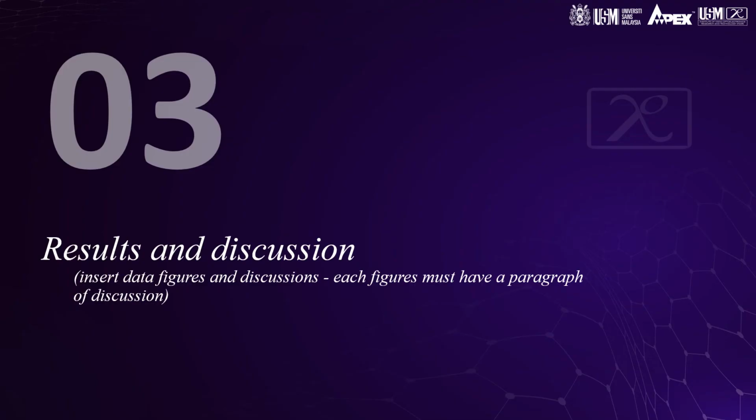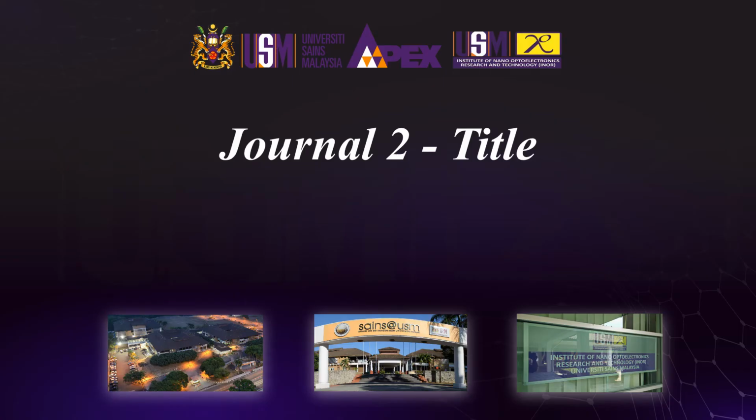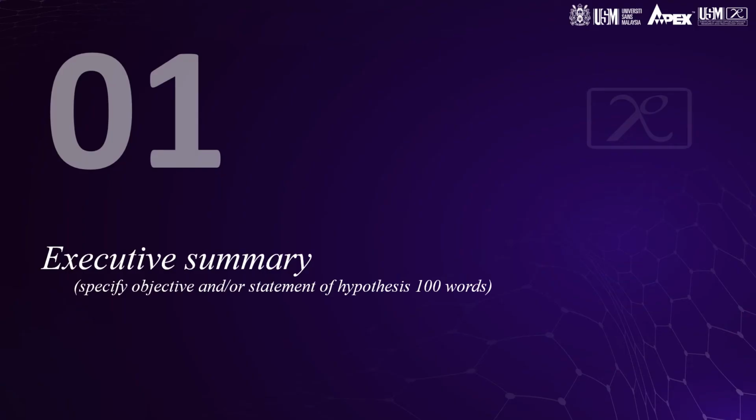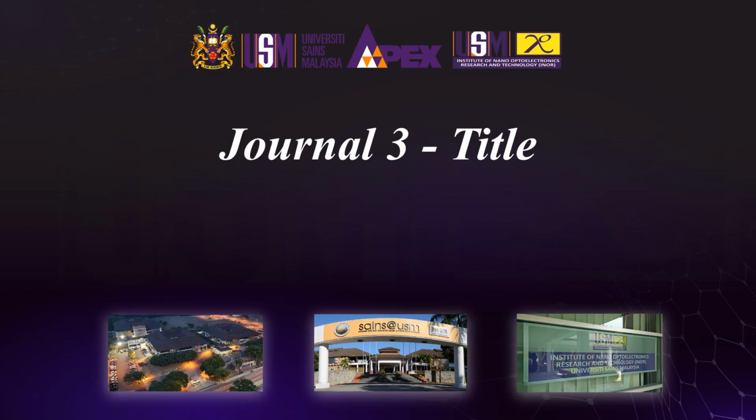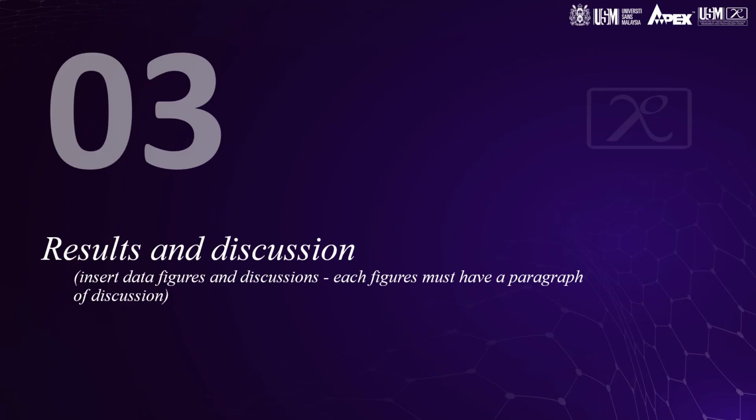And then the results and discussion: insert the data and also the figures and also the discussion, and each figure must at least have a paragraph of discussion. Do not limit your contents to 1 page. You can also extend your content to 3 pages. Okay, and then journal 2 title, put it here, and then the same as earlier: executive summary, research methodology, and results and discussion. And title of number 3 journal, executive summary, methodology.